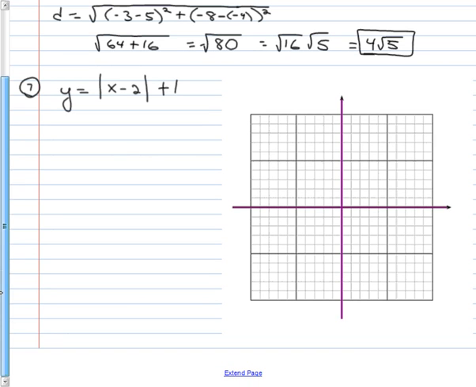Now, we're going to use some techniques that we learned later in the chapter, and you also learned back in Algebra 1 and Algebra 2. But this thing is a V shape whose parent has the vertex right at the origin. What does -2 do to a graph when it's on the x like that? To the right. To the right 2. And what does this plus 1 do to it? Up 1.